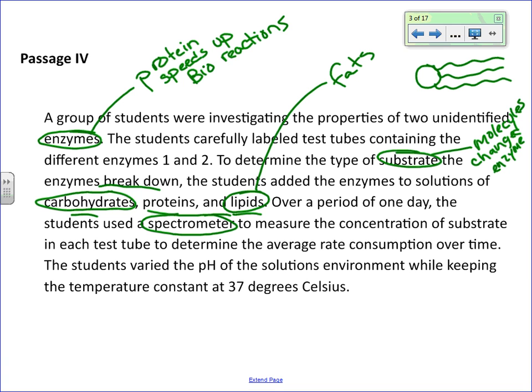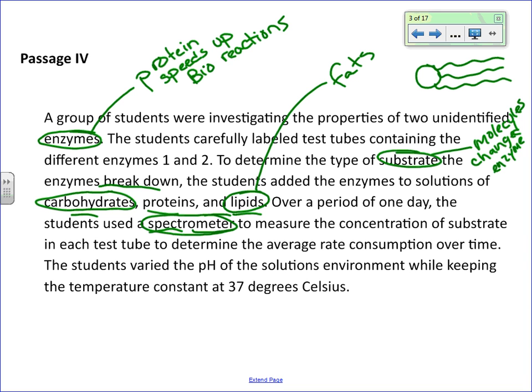All right, a spectrometer is a tool. Whenever you see something that ends in meter, it's going to measure something. Spectro actually refers to light. All right, the light spectrum. So essentially what it is, is a light meter.